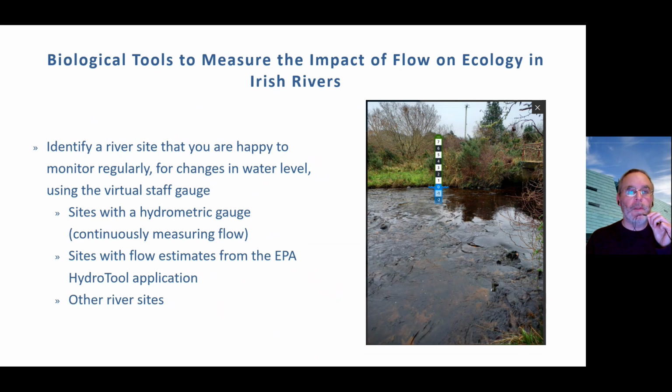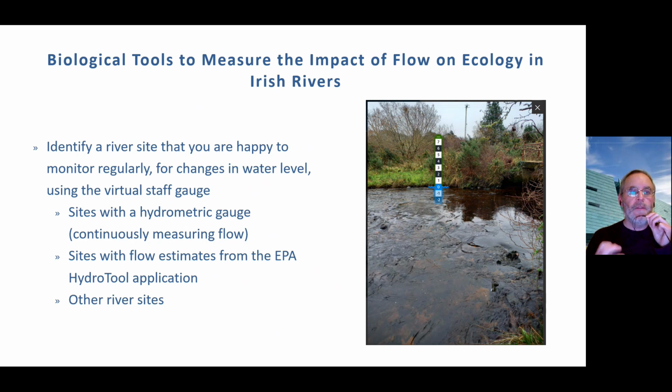Okay, as I'm talking about what we want our citizen scientists to do, let's look at that in a little more detail. You would need to identify a river site that you're happy to monitor regularly and that you're able to monitor for changes in water level using the virtual staff gauge from the Crowdwater app. There are different types of sites you could choose to measure at, and they fall within this hierarchy that I've just listed here.